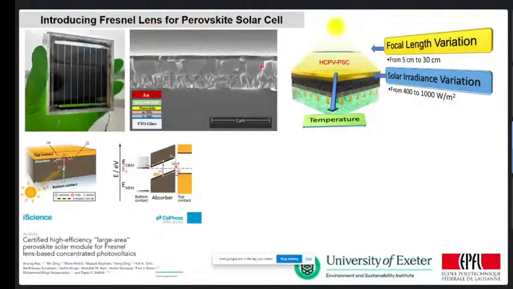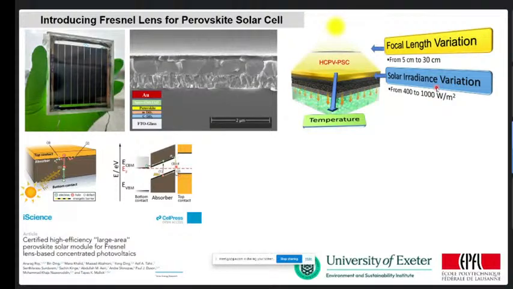Again, there is another strategy to increase cell performance, where we have taken the perovskite solar cell and used a Fresnel lens. It's just a lens and a cell. If you look at this picture, there is a lens, and this is the cell. We concentrate the light through the lens over the cell so that it can generate more current at a single time.